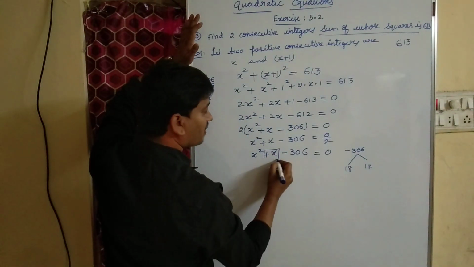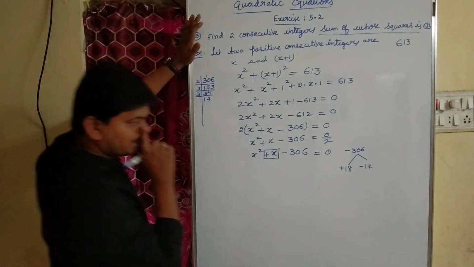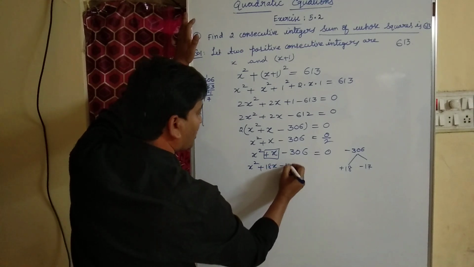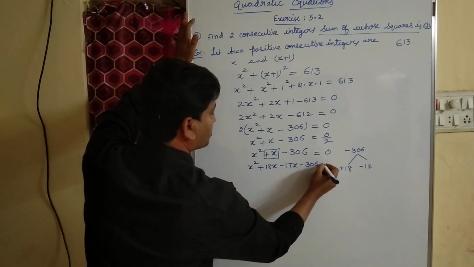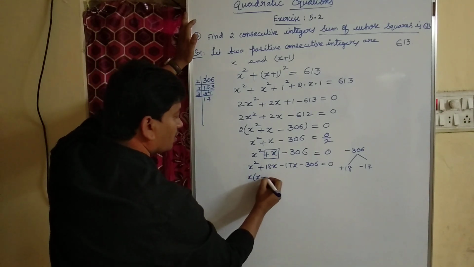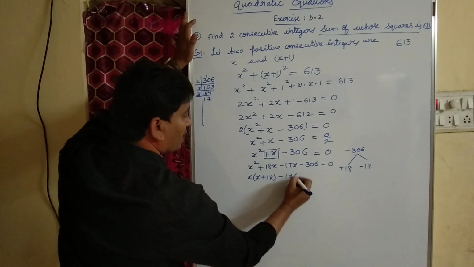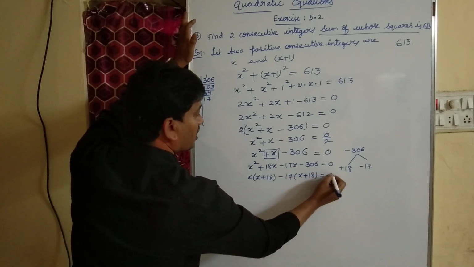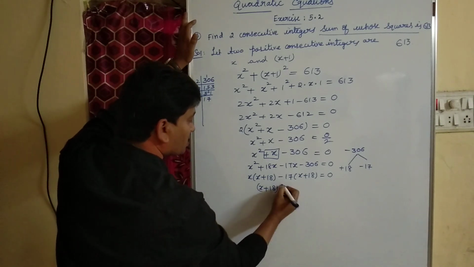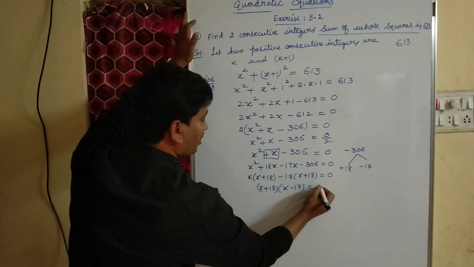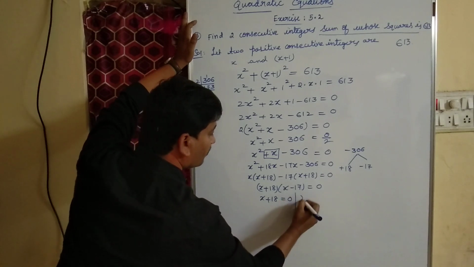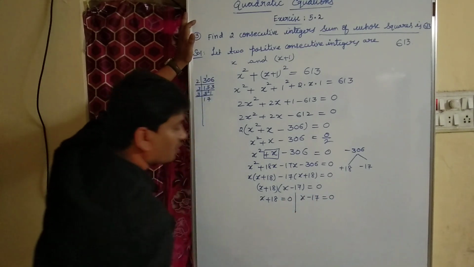As the middle term is plus 1x, so plus 18 minus 17. So x square plus 18x minus 17x minus 306, which is equal to 0. So from these two terms I can take x as common, x plus 18, minus 17 as common, x plus 18 equal to 0. Now if I take x plus 18 as common, I will get x minus 17 equal to 0. So x plus 18 equal to 0 is one factor, x minus 17 equal to 0 is another factor.